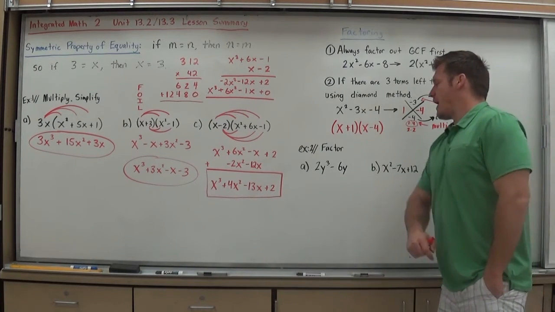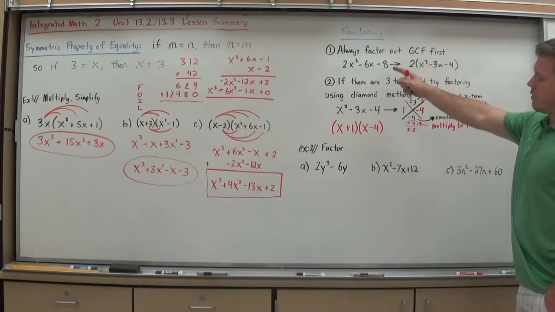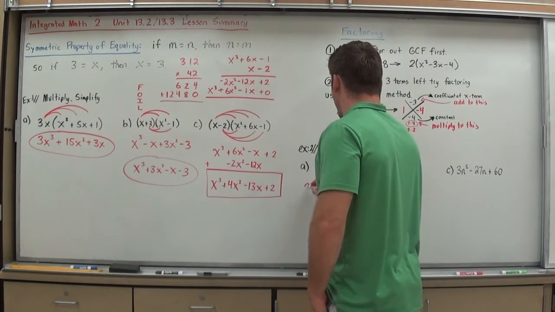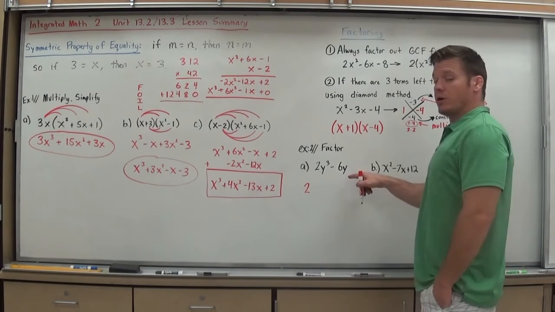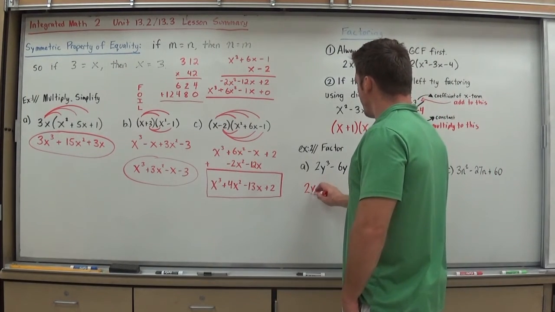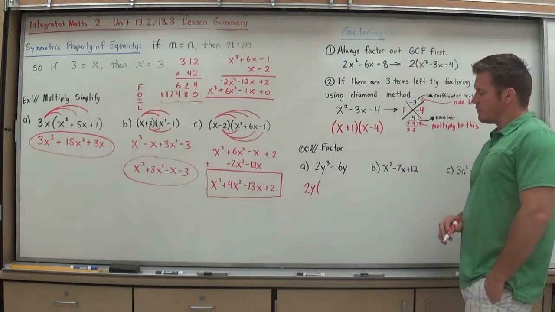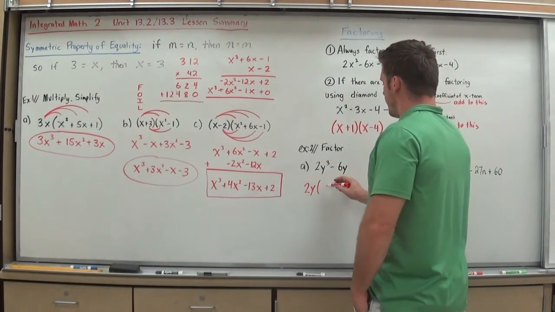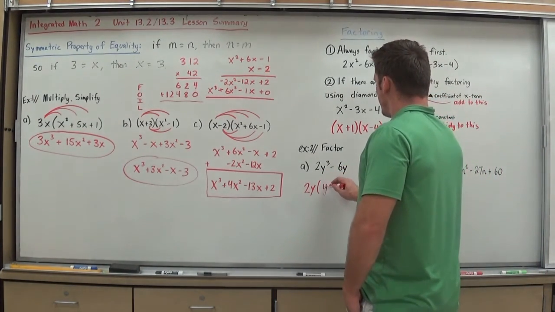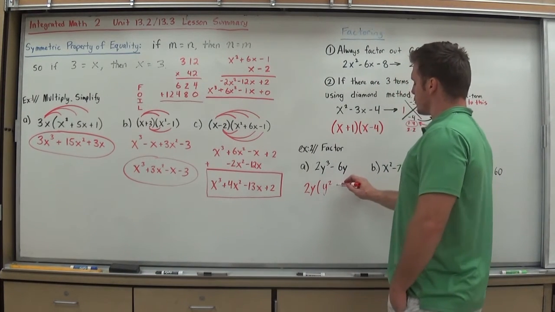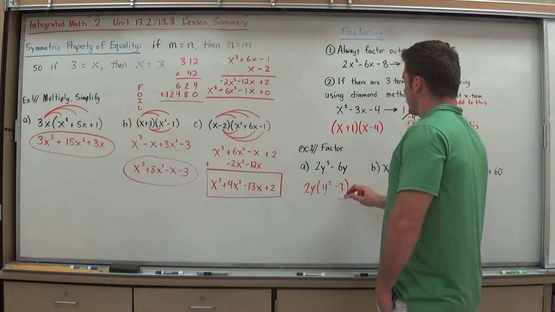So first one says factor. Again, step 1 first, always, GCF. 2 goes into 2 and 6, I'm going to take out a 2, and they both have a y term, and I take the lowest one that they both share, which is y, and now I have the GCF. I'm going to see what these are when they get divided out. 2y cubed divided by 2y is y squared. Negative 6y divided by 2y is negative 3.